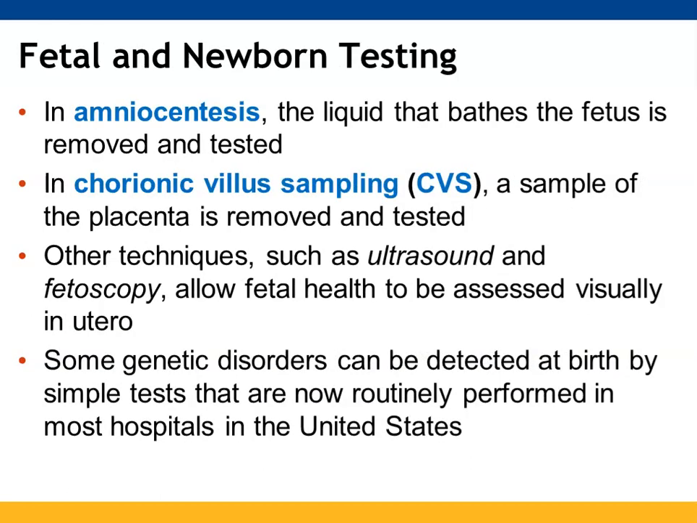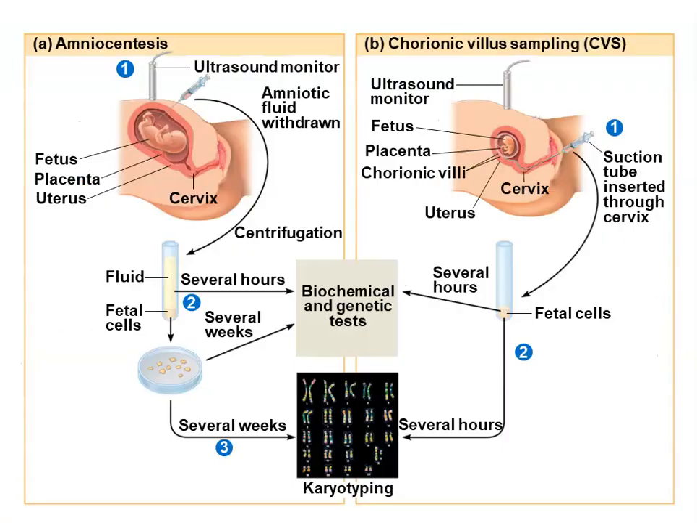So amniocentesis is one way we can find out information by taking a little bit of the fluid that surrounds the fetus. With chorionic villus sampling, CVS, you take a little bit of the placenta. We can also do physical observations through ultrasound. And there are many genetic disorders that can be ascertained now at birth by just doing a quick DNA sampling and doing a gene screen.